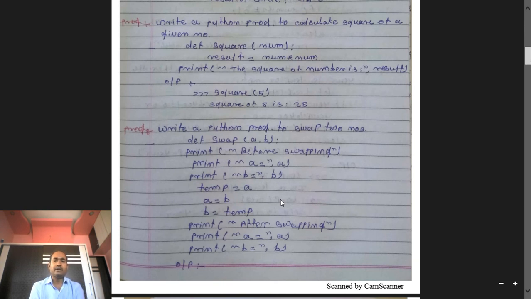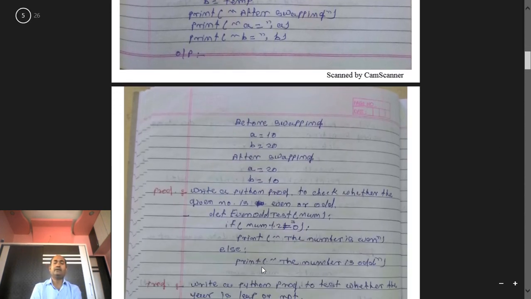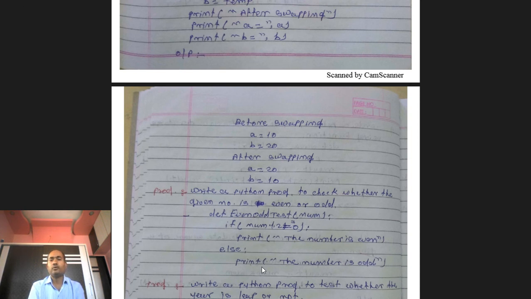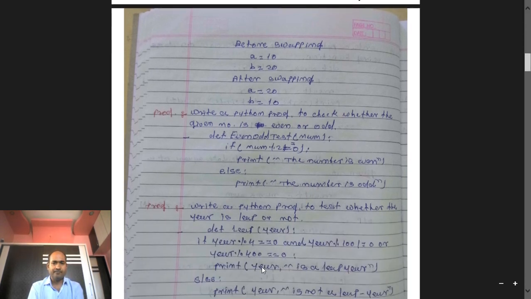Another example: write a Python program to swap two numbers. def swap(a, b), these are the two parameters that you need to swap. Print before swapping, a is equal to a, b is equal to b. Then temp is equal to a, a is equal to b, b is equal to temp. Print after swapping, a is equal to a, b is equal to b. Now we see the output. Before swapping, a is equal to 10, b is equal to 20. After swapping, a is equal to 20 and b is equal to 10. In this way we write a program for swapping.